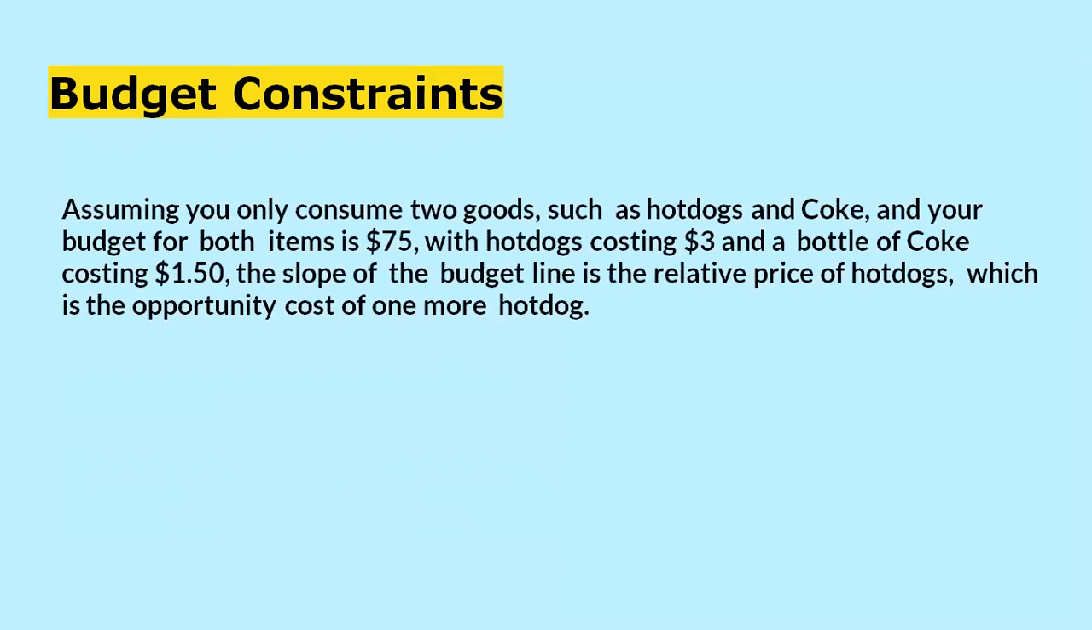Budget constraints. Assuming you only consume two goods, such as hot dogs and Coke, and your budget for both items is $75, with hot dogs costing $3 and a bottle of Coke costing $1.5. The slope of the budget line is the relative price of hot dogs, which is the opportunity cost of one more hot dog.